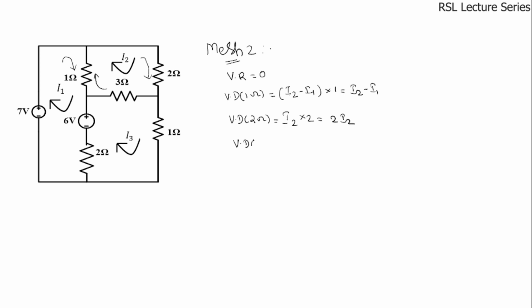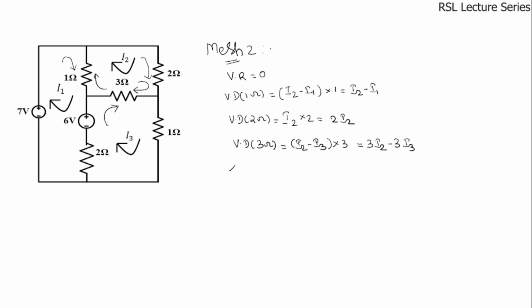Next, the voltage drop across the 3 ohms resistor. This 3 ohms resistor is lying in between mesh 2 and mesh 3. This mesh 2 current is flowing from right to left, whereas this mesh 3 current is flowing in the opposite direction. So the net current will be I2 minus I3 while writing for mesh 2. So this current is I2 minus I3 multiplied by 3, which is equal to 3I2 minus 3I3.